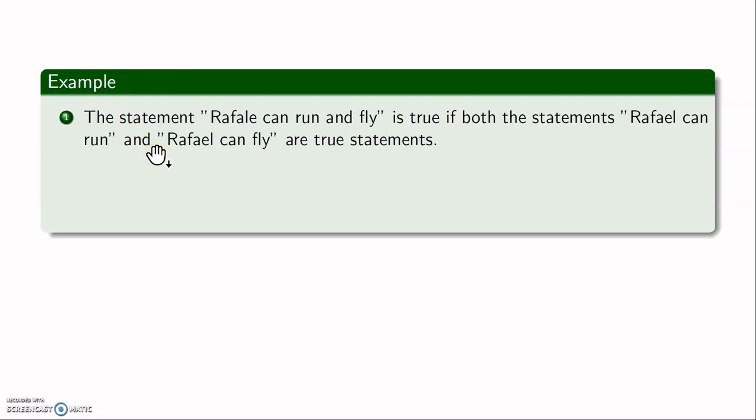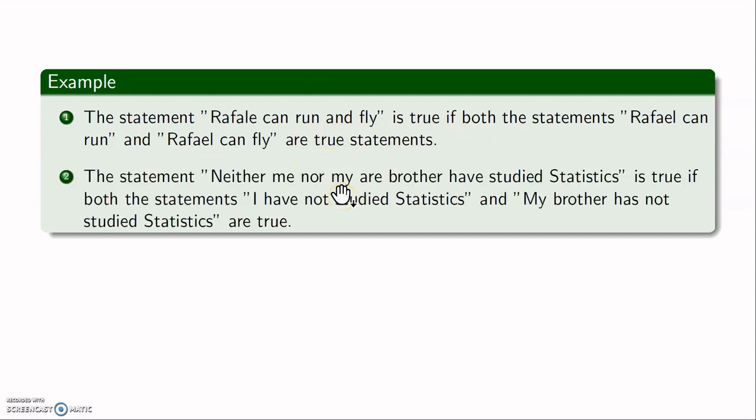Now look at this example. The statement Raphael can run and fly, when will this statement be a true statement? For this statement to be true, both the statements, Raphael can run and Raphael can fly, must be true statements. So this statement is a true statement if both the statements, Raphael can run and Raphael can fly, are true statements. One more. The statement, neither me nor my brother have studied statistics.